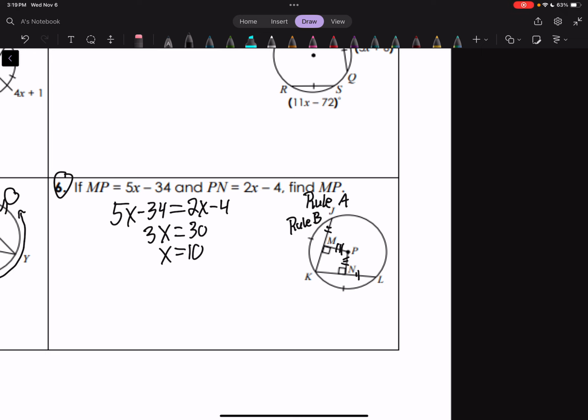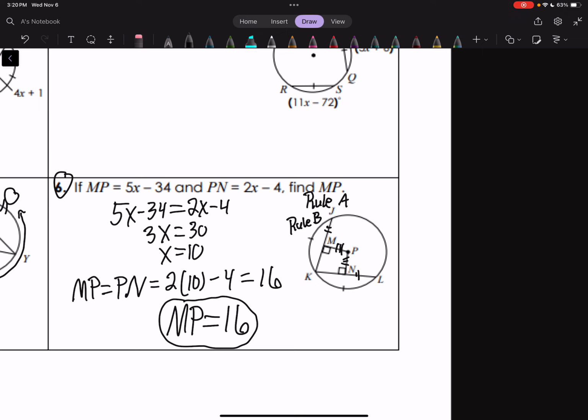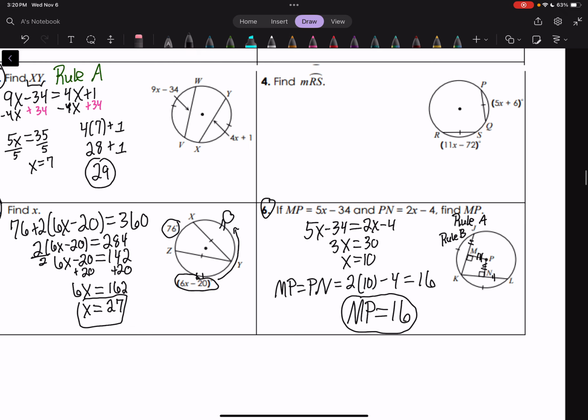They're congruent. So I'm going to say MP is equal to PN, because it's easier numbers to work with, they're smaller, which is 2 times 10 minus 4. That's 20 minus 4, 16. Therefore, MP is equal to 16. If I was to plug 10 into the 5x minus 34, it's 5 times 10 for 50, then minus 34, which is 16. Again, you get the same answer either way. Plugging it into these smaller numbers is just a little bit easier.